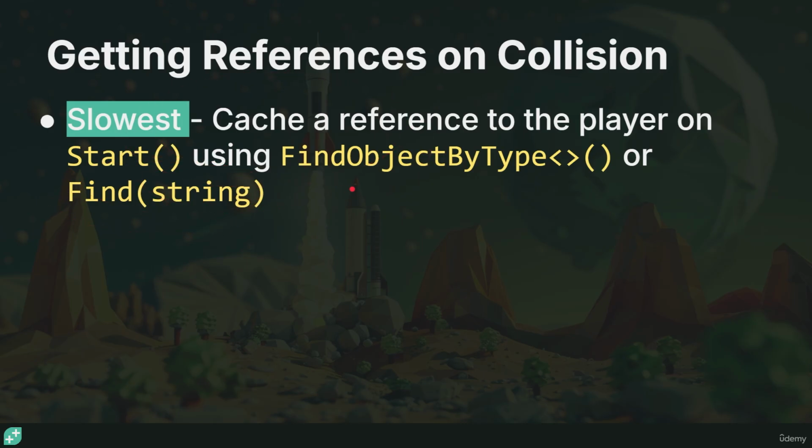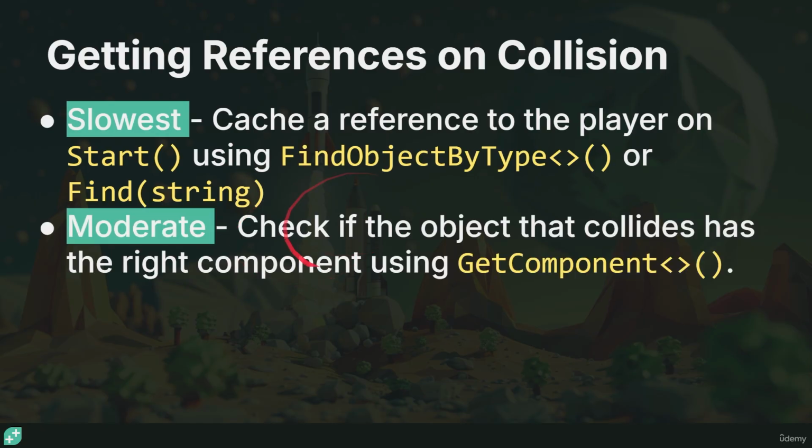We don't actually have that many pickups in our game. You could probably get away with it, but it is technically the slowest method. And if you think about it, it's the slowest because it has to go through your entire project and then go through each individual game object and look for a specific type of component, cycling through all the components on each individual game object in our entire scene.